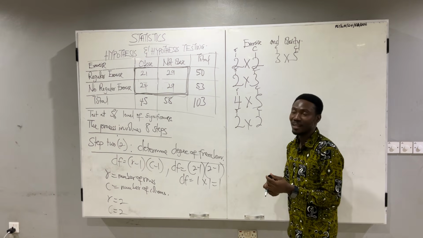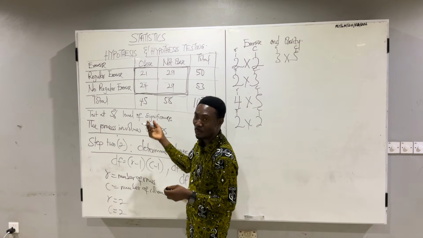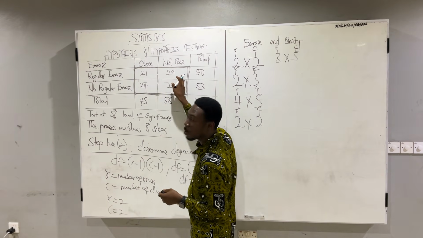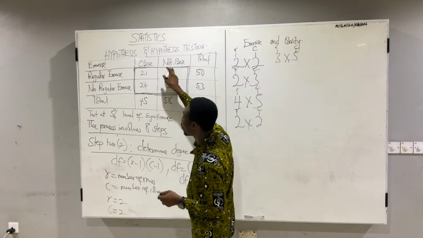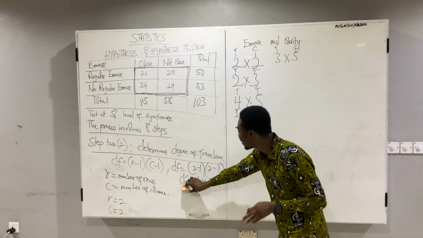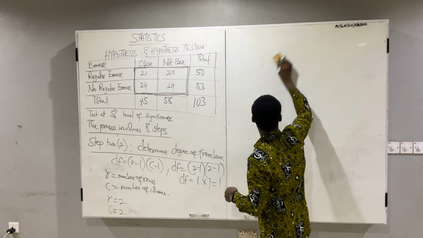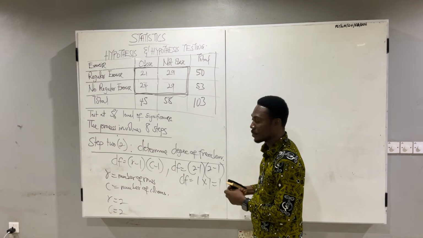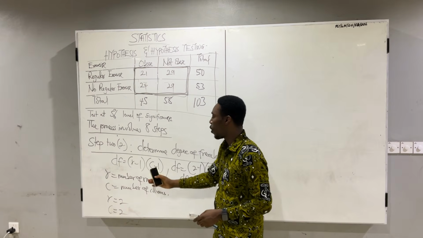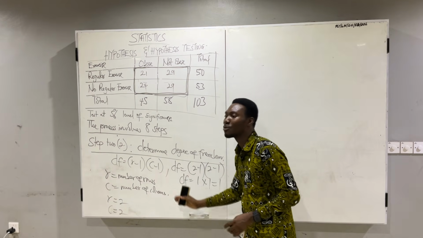Okay, so this is a 2 by 2 table. Why a 2 by 2 table? Rows are 2, columns are 2. So anytime we give you a 2 by 2 table, the df will automatically be 1. So instead of even writing the formula, you can go straight and write, for a 2 by 2 table, df is equal to 1.